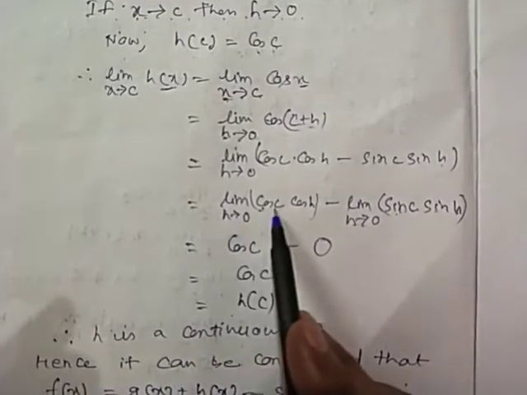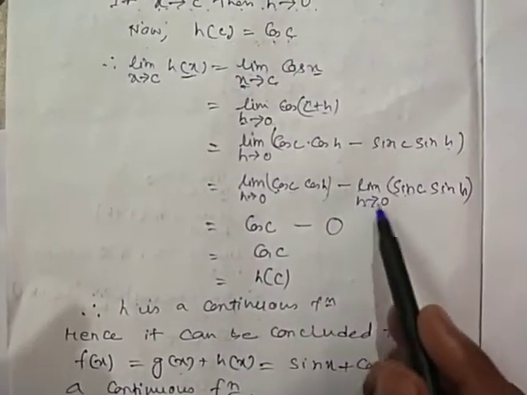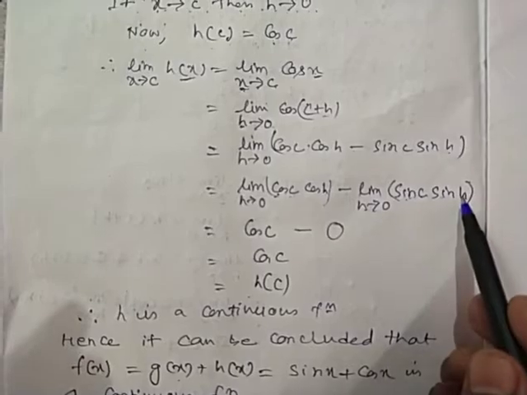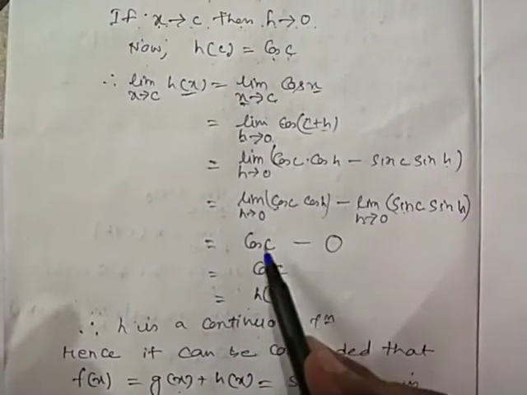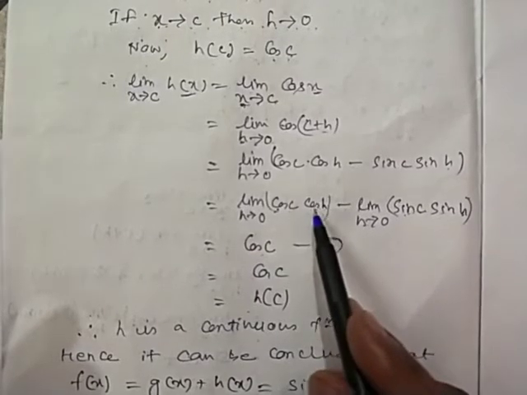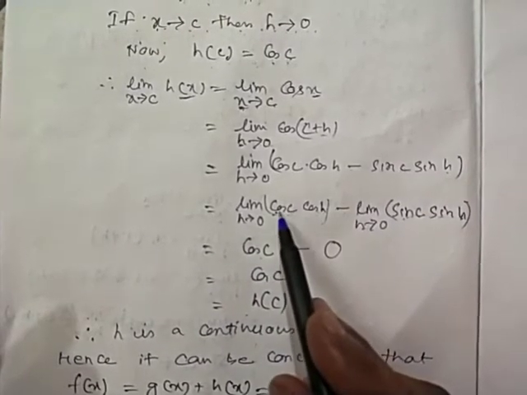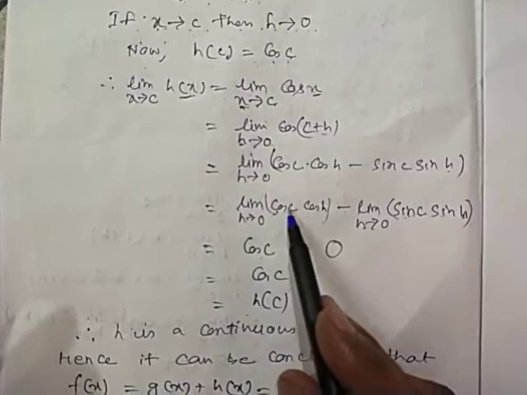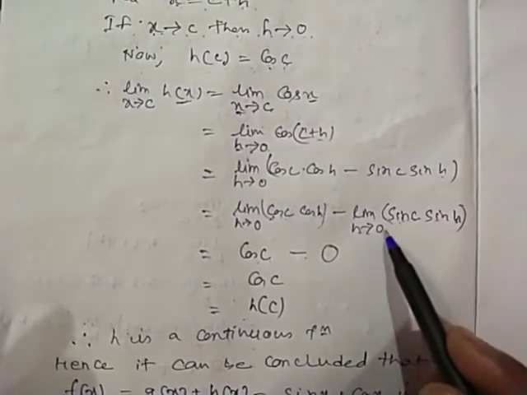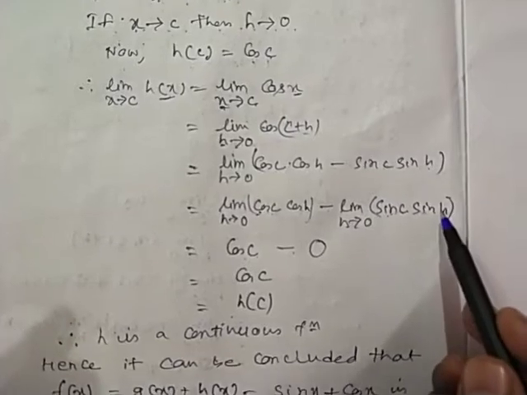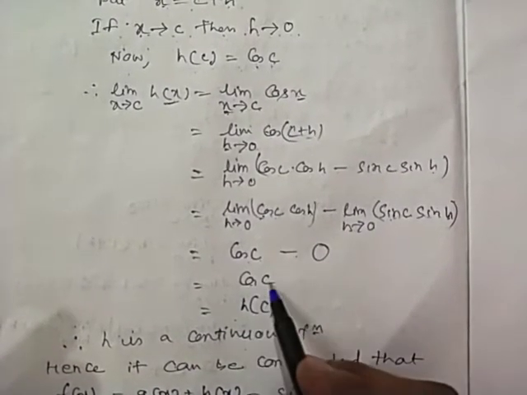Limit h tends to 0 of cos c cos h minus limit h tends to 0 of sin c sin h. Put the limit. So cos 0 is equal to 1. Here cos c is constant, so cos c into 1 equals cos c, minus, here put h equal to 0, so sin 0 is 0. So we are getting cos c only.